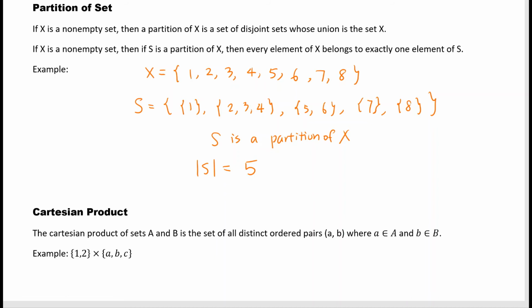So for sure there are other partitions, right? You can group one element by itself and then group the rest together, and in this case the cardinality of the partition is 2. Or you can group each element by itself, and then in this case the cardinality of the partition is 8. Okay.